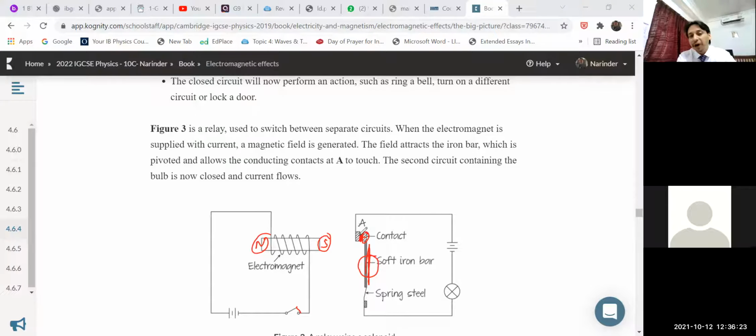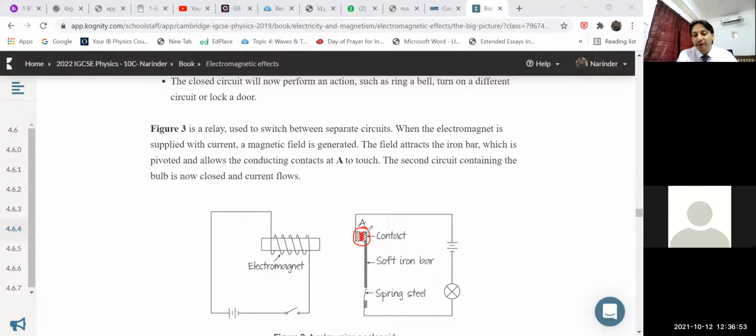Just consider my right hand as a soft iron bar with the contact, which is written there. And my left arm is the point A. Once the current is passed, the soft iron gets attracted towards the electromagnet and it will make a contact with the point A, like this. Once the soft iron bar is in contact with the point A, the circuit is complete.